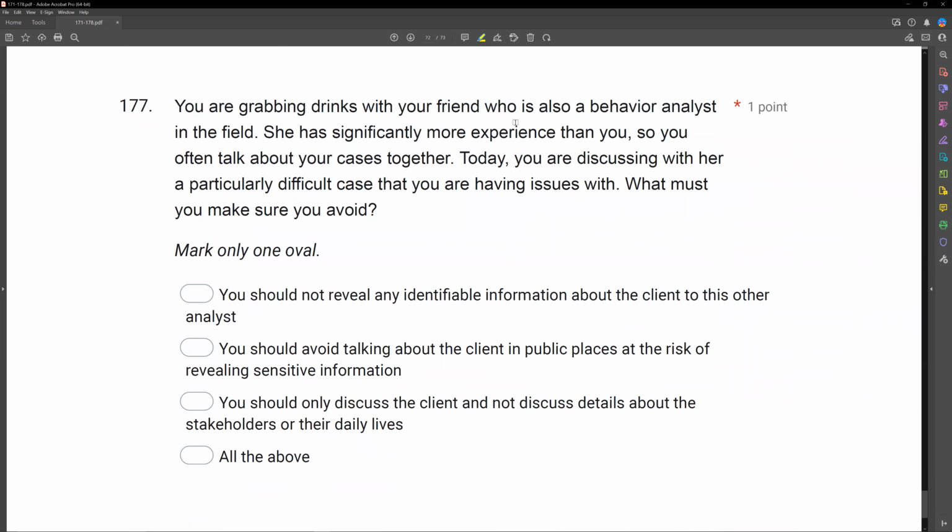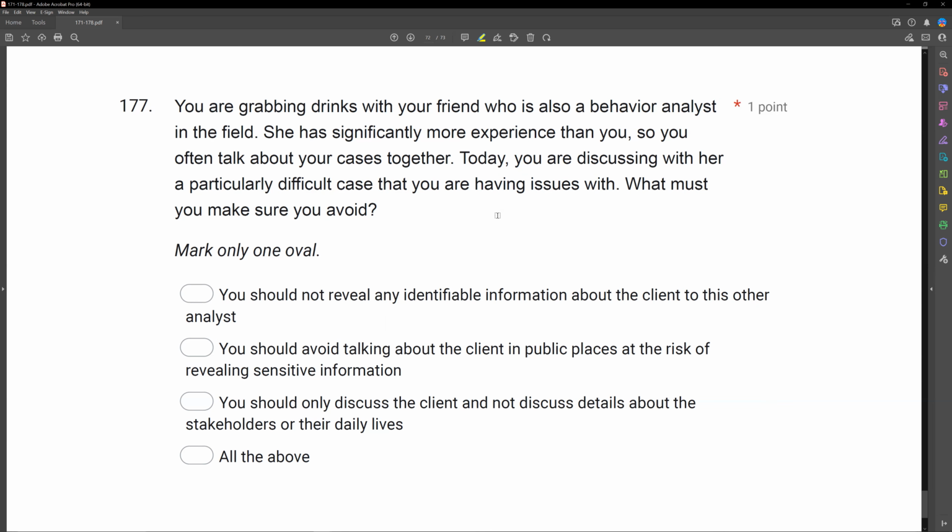177, you're grabbing drinks with your friend who is also a behavior analyst in the field. She has significantly more experience than you, so you often talk about your cases together. Today, you're discussing with her a particularly difficult case that you're having issues with. What must you make sure you avoid? You are allowed to discuss cases with other analysts, but we have to be sure of what?